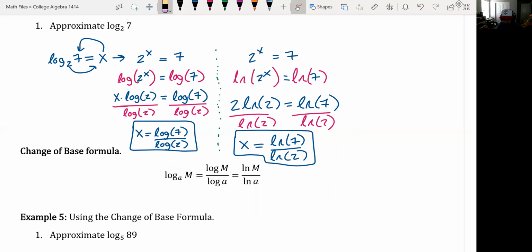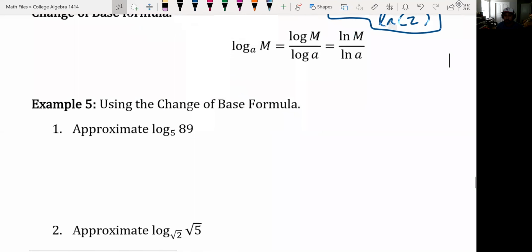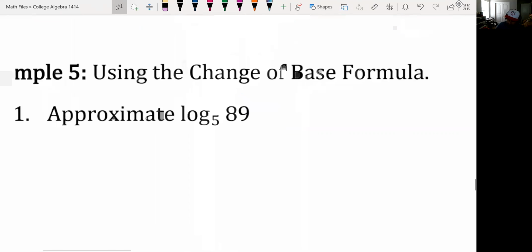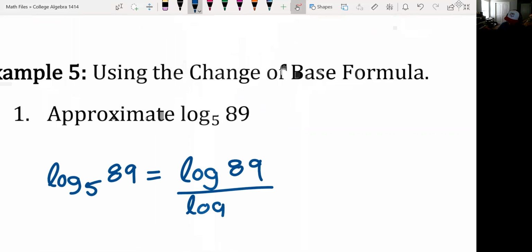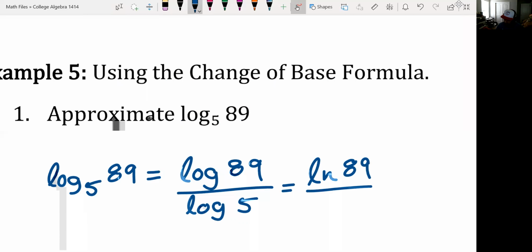But so fun. Okay. So now we'll be using the calculator on this. Approximate log base 5 of 89. So by using the change of base formula, log base 5 of 89 becomes log of 89 over log of 5. Or equivalently, it also becomes the natural log of 89 over the natural log of 5. Let me put parentheses just to be proper.